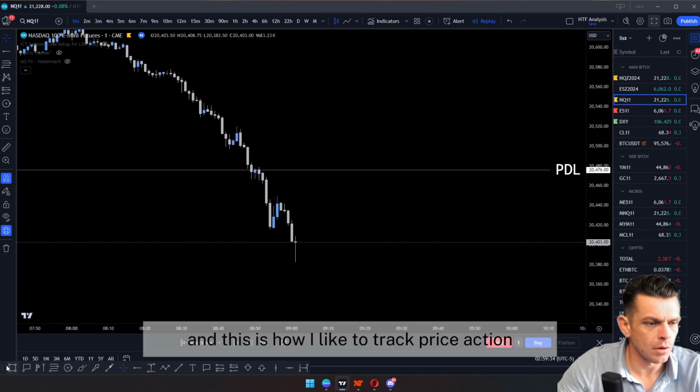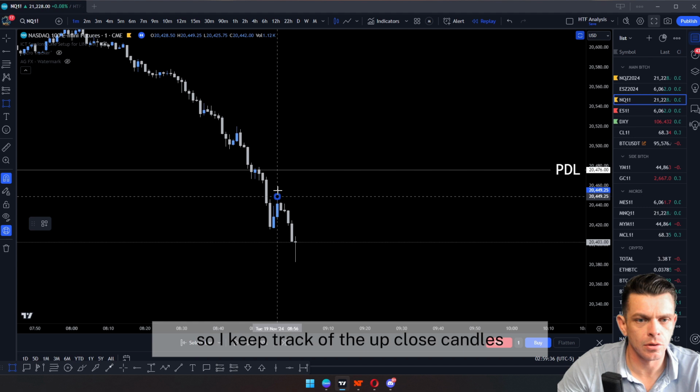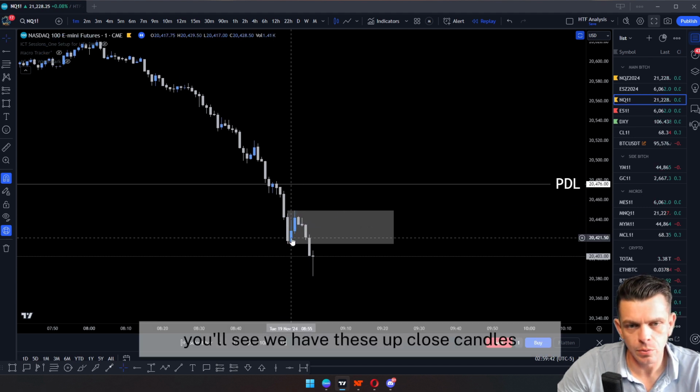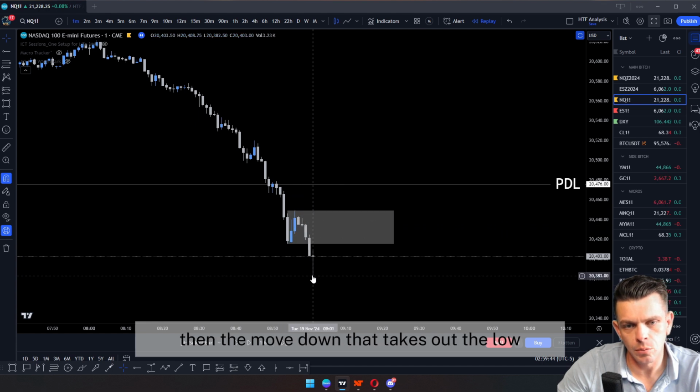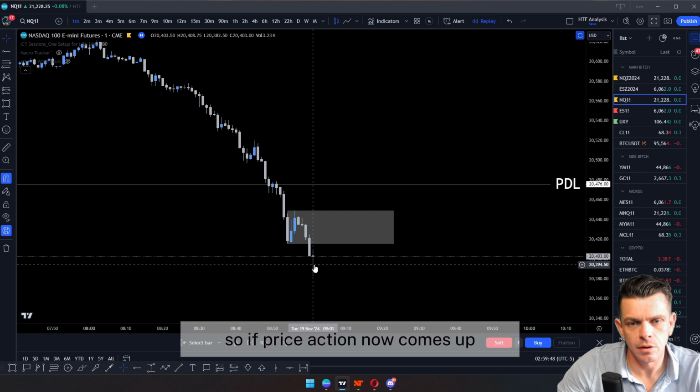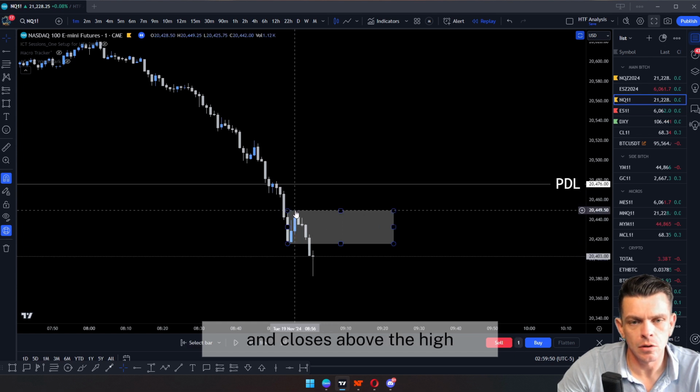And this is how I like to track price action. I keep track of the up close candles. You'll see we have these up close candles, then the move down that takes out the low. So if price action now comes up and closes above the high, that will be a breaker block.